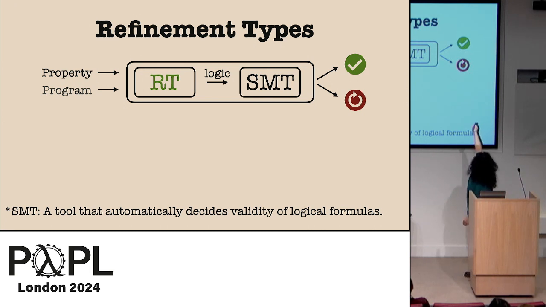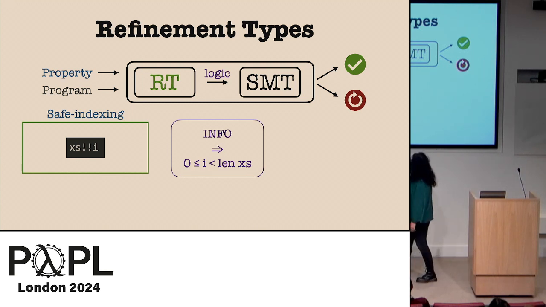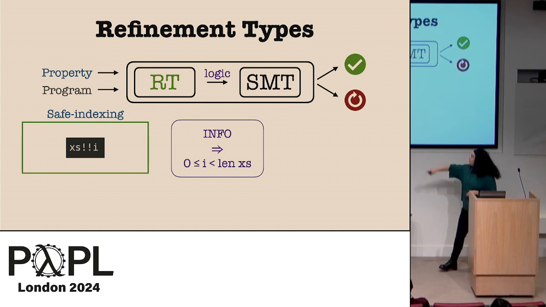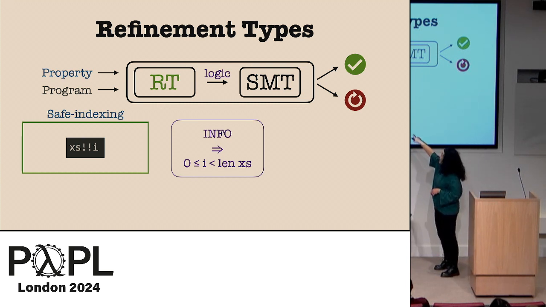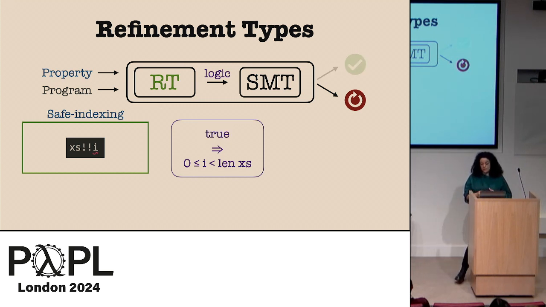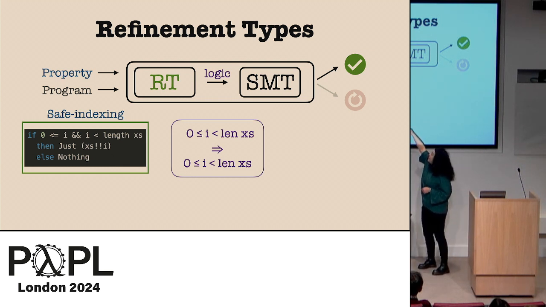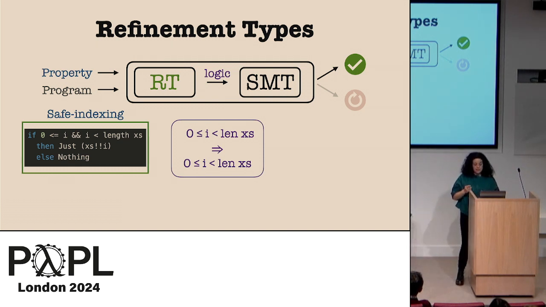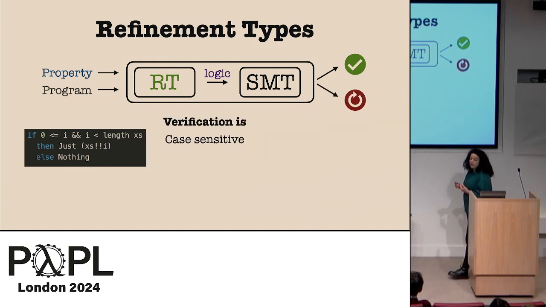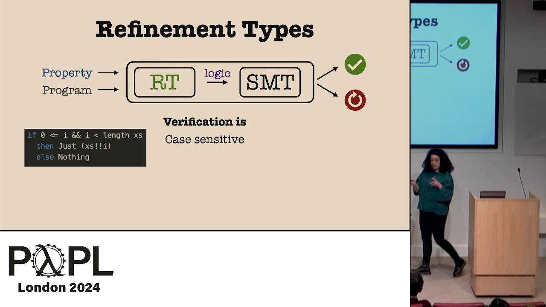Otherwise, it returns no. Like we saw at the beginning with safe indexing, in the very first example we tried to prove that X indexed by I is safe, and the information we had was nothing. So the SMT said, I cannot prove this property. It said no. And what we did then is we added a runtime check, right? So in the logic, refinement types said that I know this condition holds, so under this condition, prove exactly the same thing. And SMT says, yes, I can prove that.